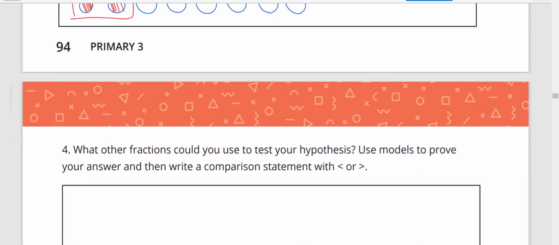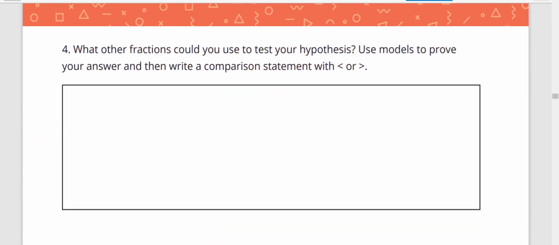Exercise number 4. What other fractions could you use to test your hypothesis? Use models to prove your answer and then write a comparison statement with less than or more than. Write two fractions, for example, one third and 2/3.